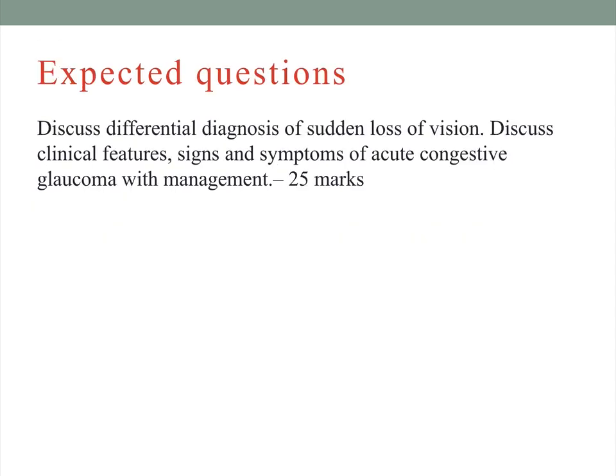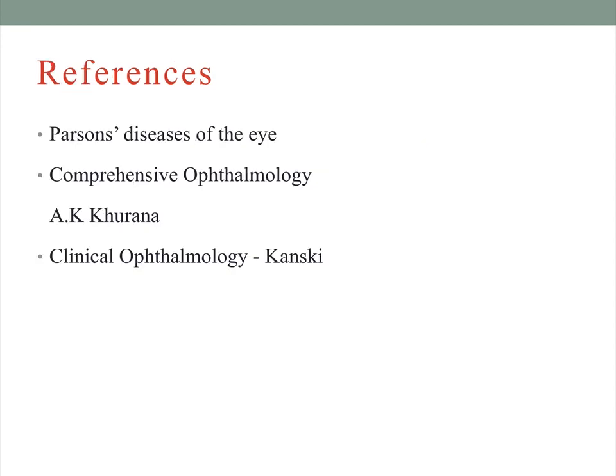So the expected questions on narrow angle glaucoma are: discuss differential diagnosis of sudden loss of vision, discuss clinical features, signs and symptoms of acute congestive glaucoma with management. So normally usually the second stage or acute congestive glaucoma signs and symptoms and management is asked along with differential diagnosis of sudden loss of vision.